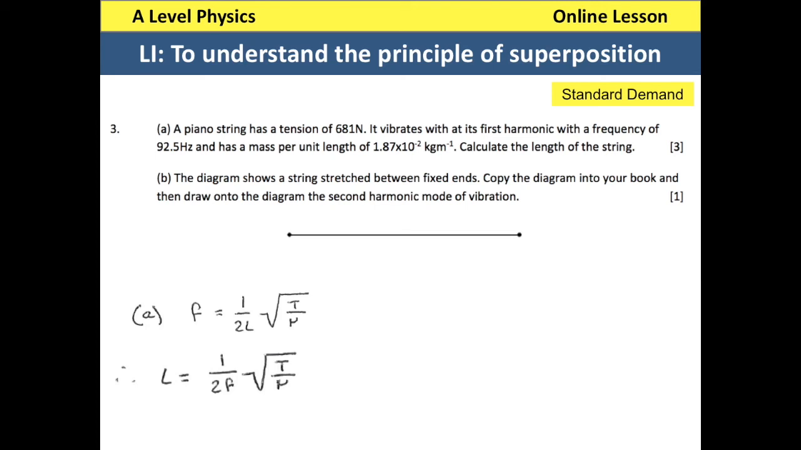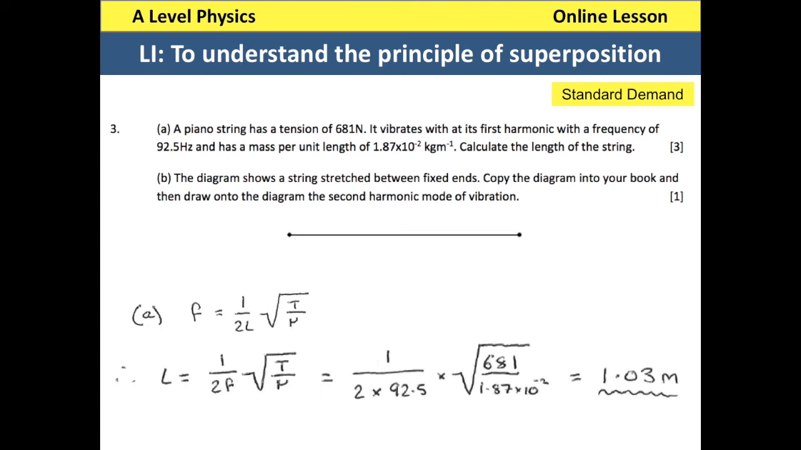We then substitute values in, so we have 1 over 2 times by the frequency, 92.5, that's the frequency of the first harmonic, times by the square root of the tension, which is 681, divided by the mass per unit length, which is 1.87 times 10 to the minus 2. And all of that on the calculator should come out as 1.03 metres.